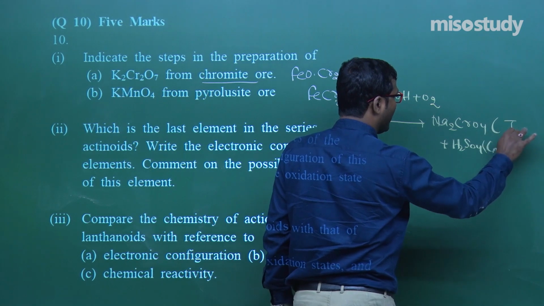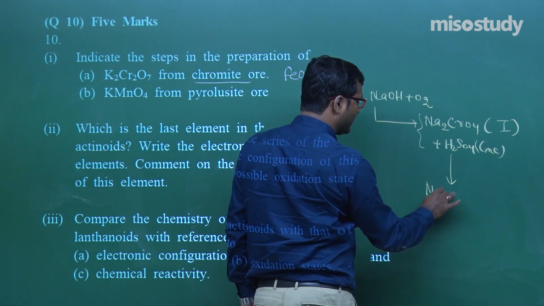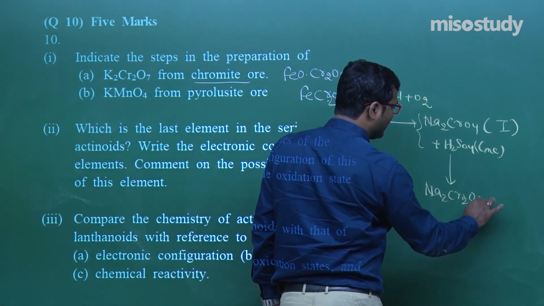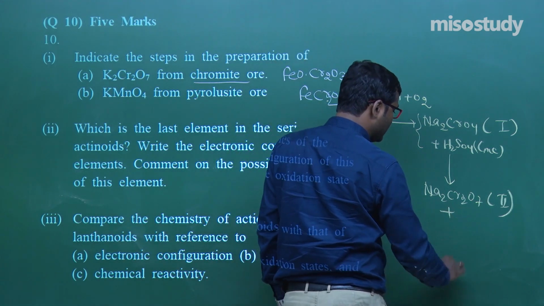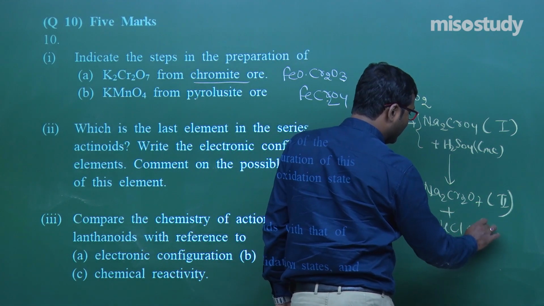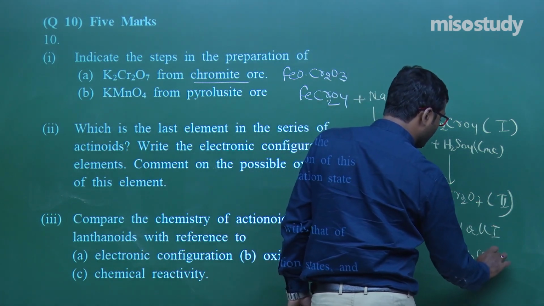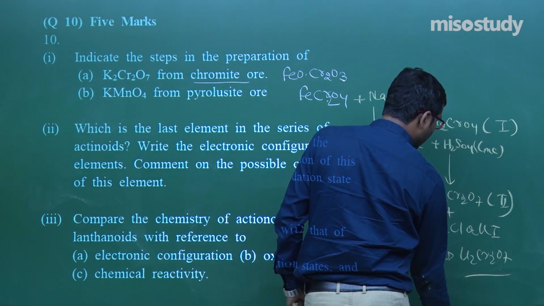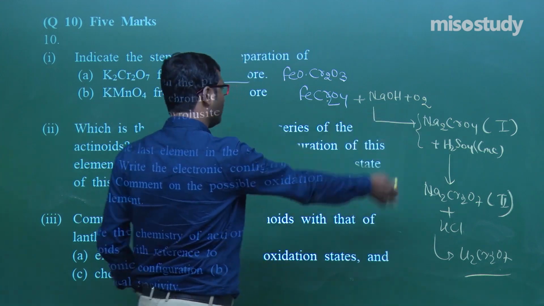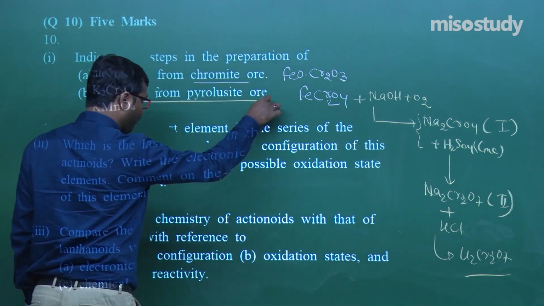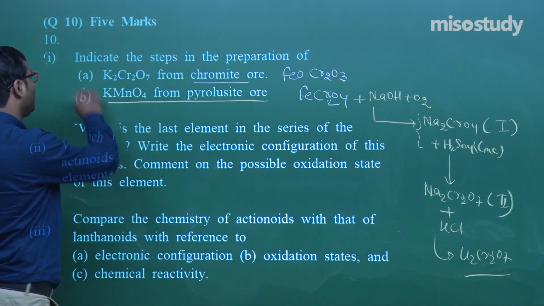Na2CrO4 is then treated with concentrated H2SO4. This is step 1. And step 2, Na2CrO4 plus H2SO4 gives you Na2Cr2O7. This is step 2. When Na2Cr2O7 is treated with KCl solution, it gives you K2Cr2O7. Better here to use KCl solution, giving K2Cr2O7. This is the method. Now I discussed a few minutes earlier KMnO4 from pyrolusite ore. Clear, my friend? You can easily solve.